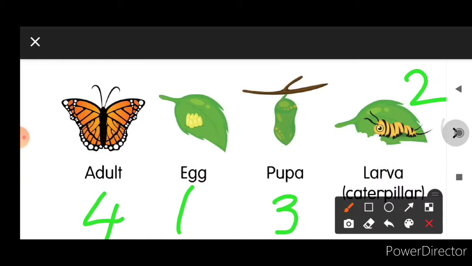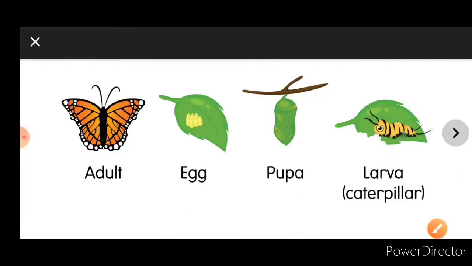Why? Because in the next stage, that is pupa stage, it needs rest. It won't do any work. It won't be eating. So, this is the third stage. Then the last stage is the butterfly, that is the adult stage, right. So, let us move further and learn more.